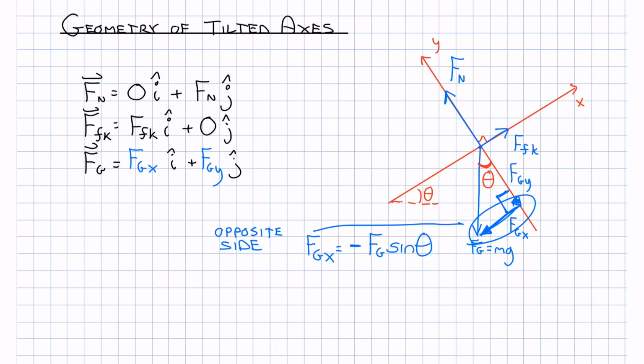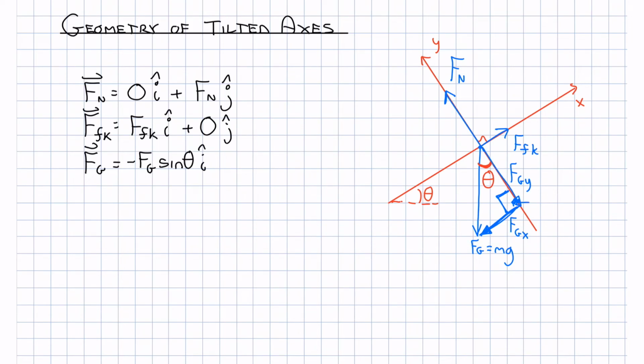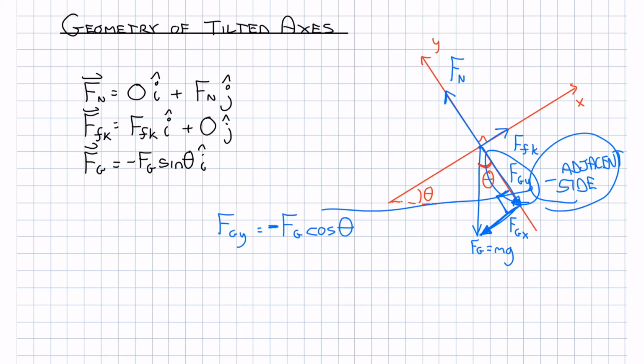Remember, we put in the negative sign because FGx points in the negative x direction. So I'll write it up in my list of components as negative FG sine theta i hat. You can also see that FGy represents the adjacent side of the right triangle, so it can be represented by a cosine function. Specifically, FGy will equal negative FG cosine theta. And the negative sign again, because that component is pointing in the negative y direction. I'll write it up in my components so that the j hat component is negative FG cosine theta.